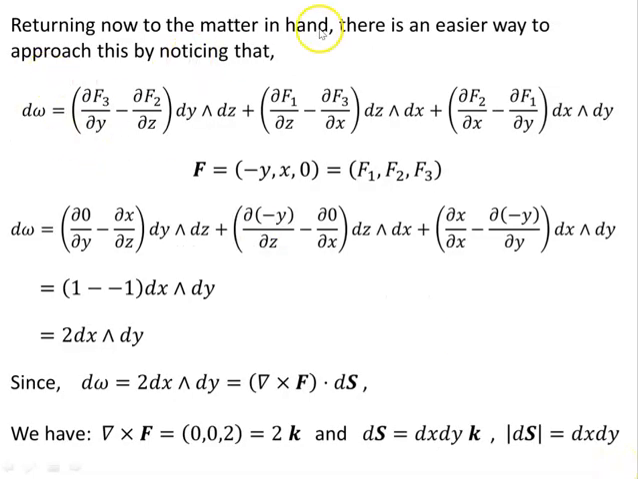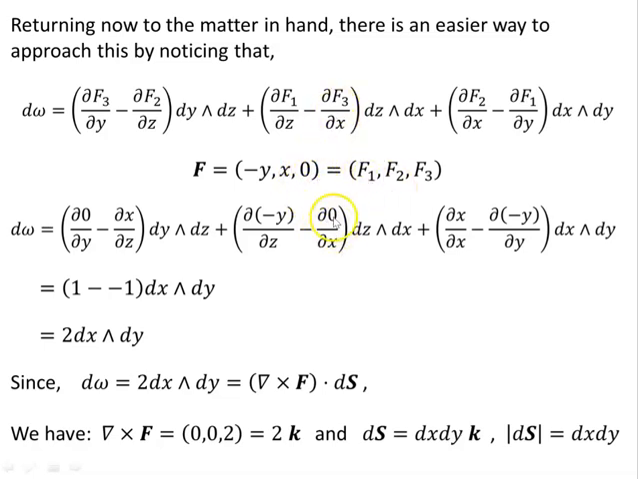All right, now returning to the matter in hand, there is an easier way to approach this by noticing that dω, the exterior derivative of ω, is this object here, as we saw earlier. Here's our vector field. Putting those in, well, F3 is 0, so that goes in there. F2 is x, so that goes in there. You notice that component will go to 0. Similarly, if we do the same here, F1 is minus y, put that in there, that'll go to 0.